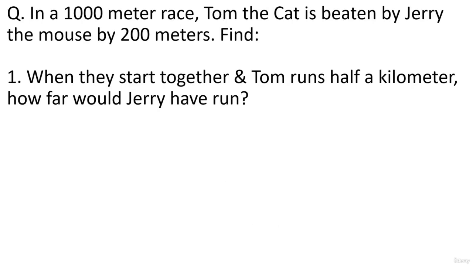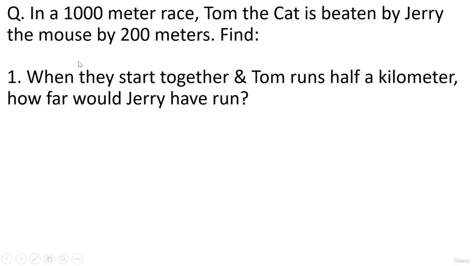Okay. In a 1,000-meter race, Tom the cat is beaten by Jerry the mouse by 200 meters. Fine. When they start together and Tom runs half a kilometer, how far would Jerry have run? Okay, so we have a series of questions now based on the main heading. In a 1,000-meter race, Tom the cat is beaten by Jerry the mouse by 200 meters.